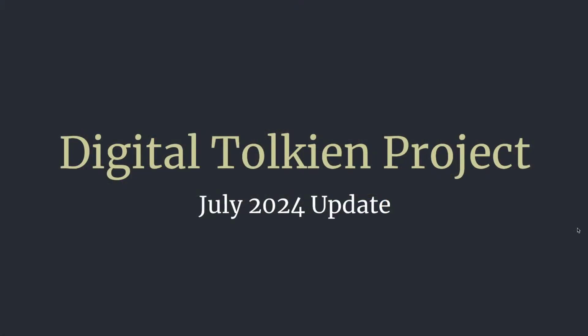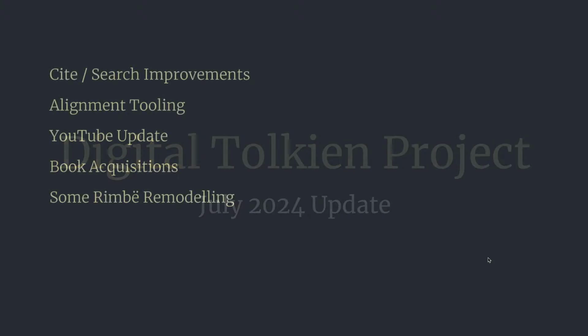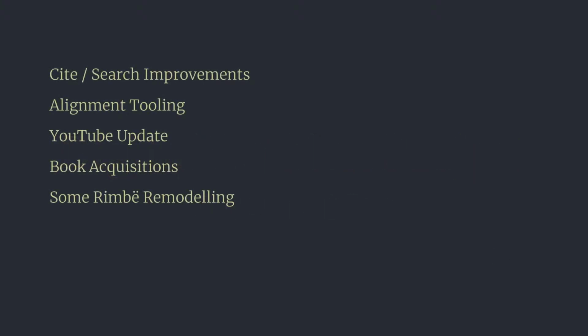Okay, so what I want to talk about today is a few things. I want to talk a little bit about Cite Tolkien and Search Tolkien and a couple of small little improvements that we've made there. I want to talk about some progress that's being made on the tooling around alignment, give a quick update on some YouTube stuff, a quick book acquisitions update, and then some remodeling that's been going on with Rimbë, our annotation tool.